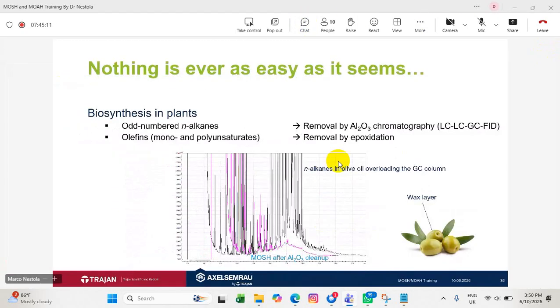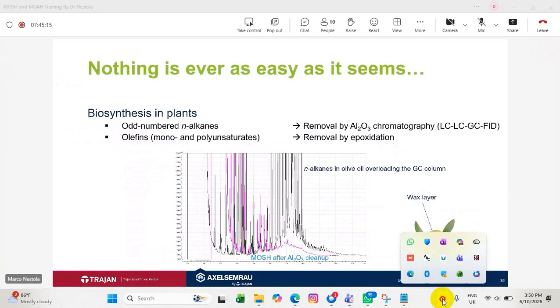So for the ones that are aware of MOSH-MOAH and have heard of that, up to now we only injected according to EN 16995. And to lower our limit of quantitation, we need to think also about these biogenic compounds in the samples and find ways to remove them. There are two classes, what I already mentioned.